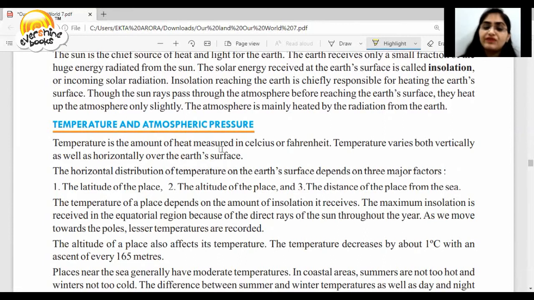Temperature is the amount of heat measured in Celsius or Fahrenheit. You already know this. It varies both vertically and horizontally. So if we talk about horizontally, it has three major factors.